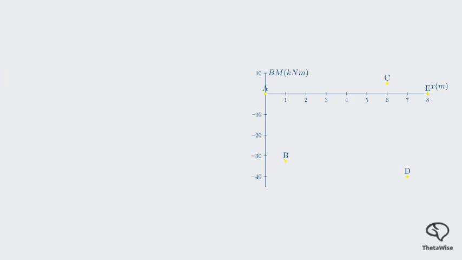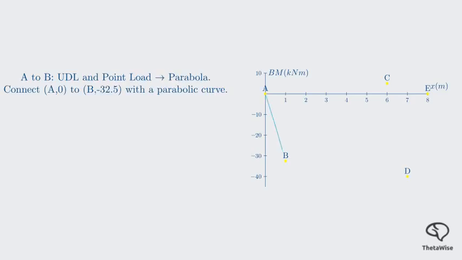We'll start from the left. From A to B, we have a point load at A and the start of the UDL. Between A and B, the load is a 1 meter section of UDL and the point load. The shape will be a parabola. We connect the points A at 0 and B at negative 32.5 with a downward opening parabola, indicating hogging.